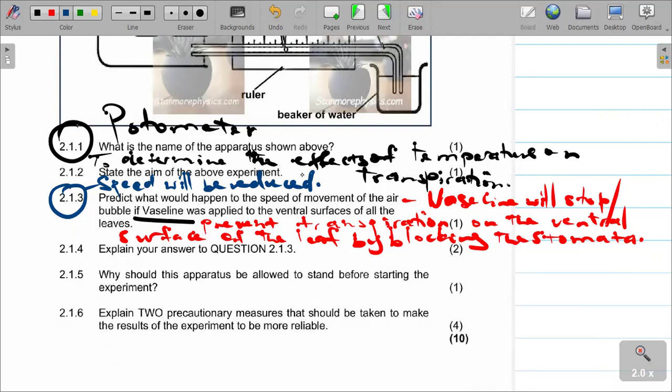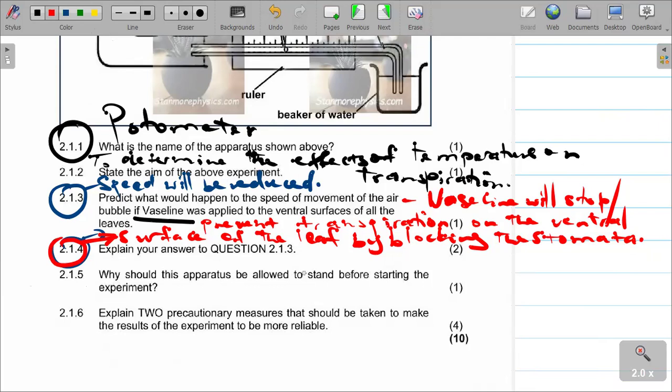Then, explain your answer. Here is what we have already explained: the Vaseline will obviously prevent transpiration, and the stomata of the leaf will be blocked. That is the explanation expected for why the air bubbles should slow down. It's because the stomata are blocked. So the answer we have written in red there is the answer to the question.